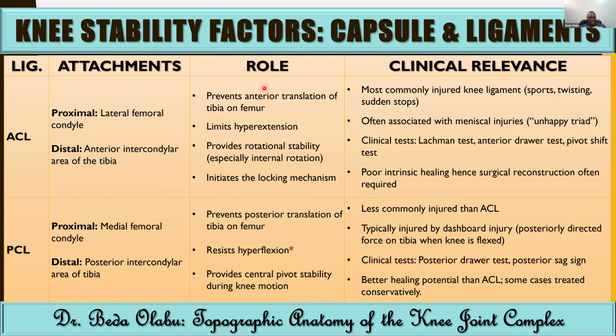In terms of their roles, ACL has unique functions compared to the PCL. So ACL prevents anterior translation of tibia on the femur, while PCL prevents posterior translation of tibia on femur. ACL limits hyperextension, while PCL limits hyperflexion, but I put that in asterisk because the main thing that limits hyperflexion is actually when the leg, the calf, comes into contact with the thigh. That's the main factor that limits knee hyperflexion. But the ligament also has some role anyway because it becomes tight in full flexion.